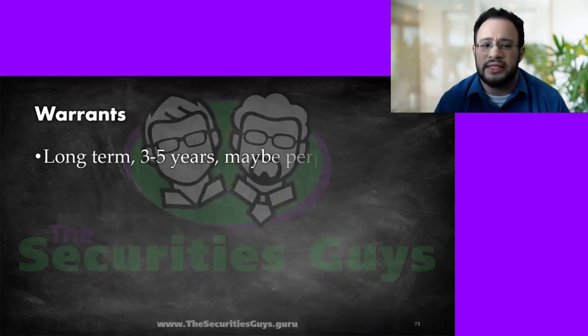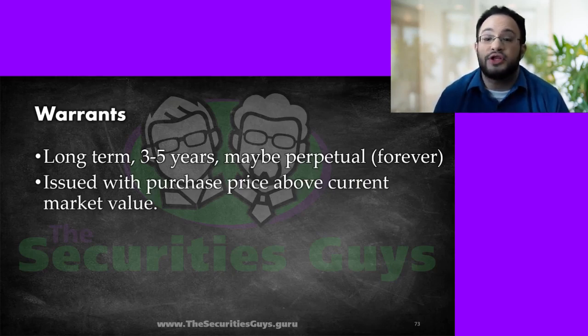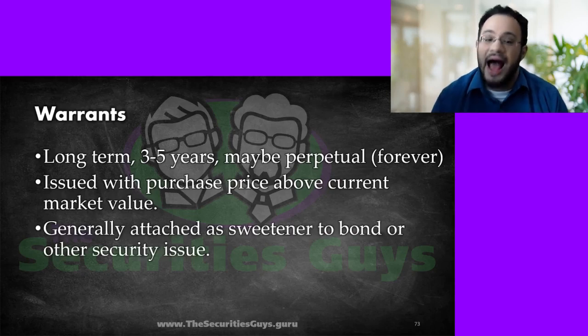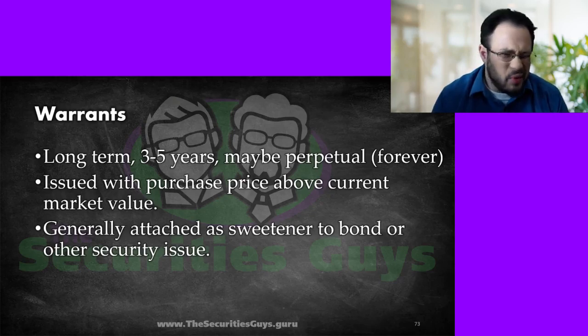Let's look at some more details. It is long-term, 3 to 5 years. It could be perpetual. It could be perpetual warrants. That means forever. They don't actually expire. They are issued with a purchase price above the current market value. And they're used as a sweetener for bonds or preferred stock or some other security. They're not sold. Because if you could imagine, that ability to buy at 110 really isn't going to be worth very much right now.